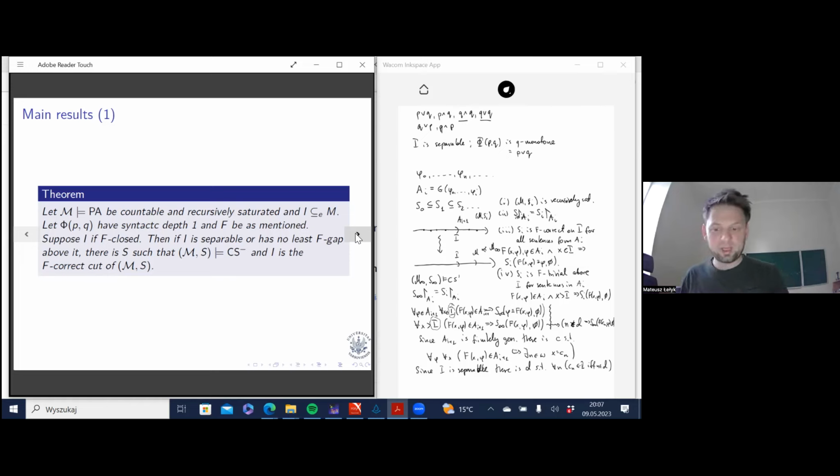Do I have also 5 more minutes to show how the no least F gap case works? Sure, I think you can take 5 minutes. Okay.